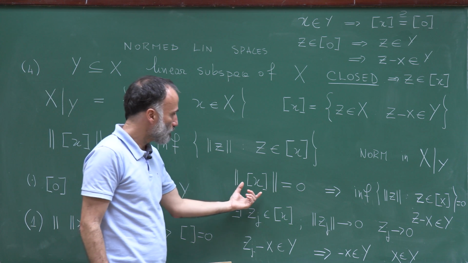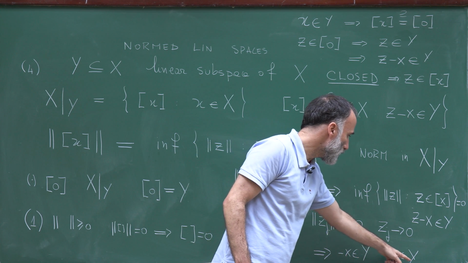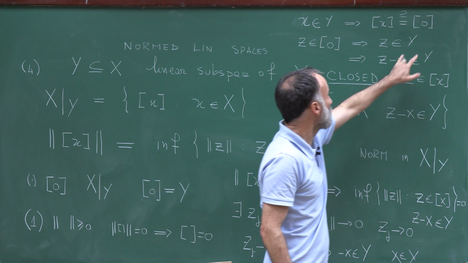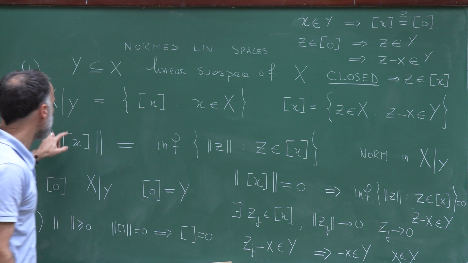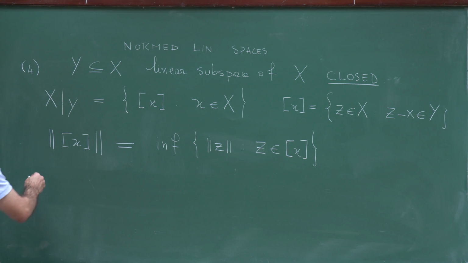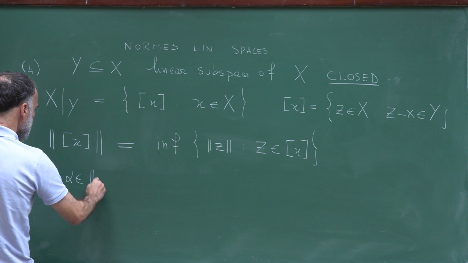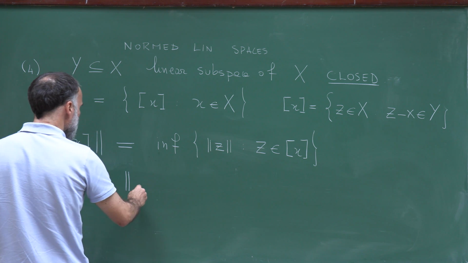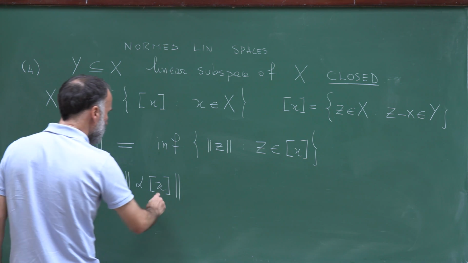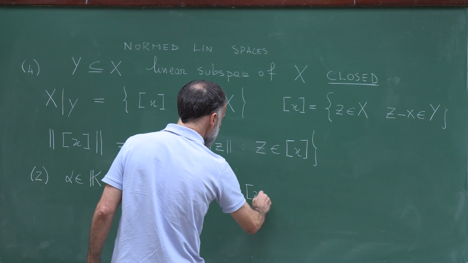So we've seen that if the norm of an equivalence class of x is equal to 0, then x belongs to Y, which means that actually the equivalence class of x is the neutral element of the quotient space. So this is the first property of a norm. Now let's prove the second property of a norm. Let's take alpha a scalar, and we want to show that the norm of alpha times an equivalence class is equal to the absolute value of alpha times the norm of the equivalence class.